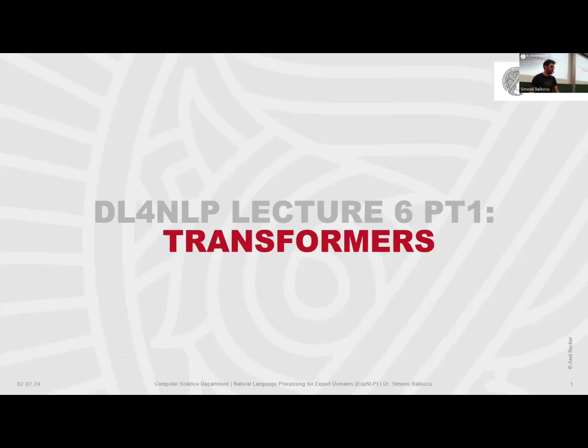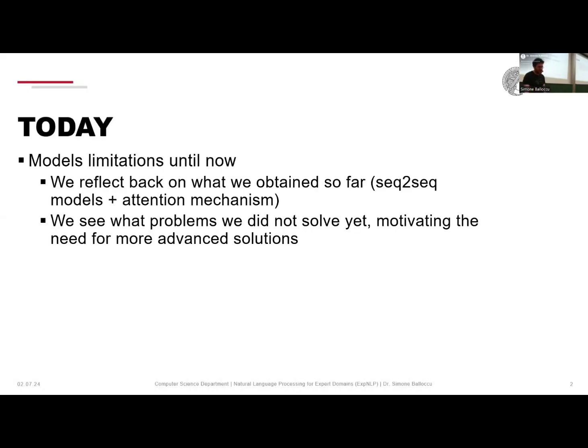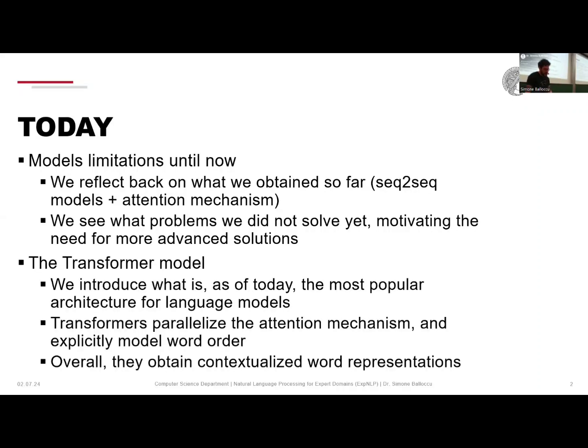So what do we see today? We see the model's limitation until now. So basically we look back into what we obtained up to last lecture, so sequence to sequence models, or encoder decoder, whatever you want to call them, and the attention mechanism. And we see that, as usual, there are still some problems that we did not solve. There's always something better that we can do. And we see why we need something more. And then we see the solution, the transformer model.